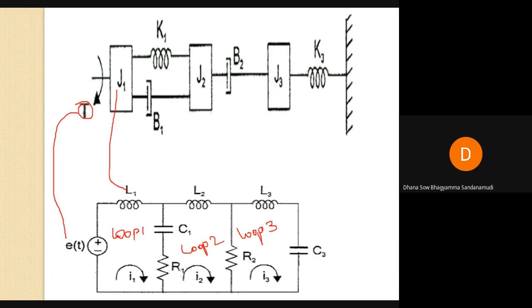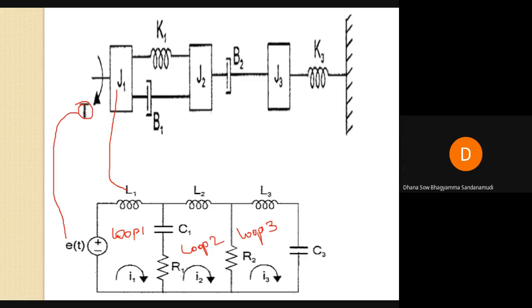Next, if you observe, K1 and B1 are between J1 and J2, in between loop 1 and loop 2. So what is K1? K1 is 1 by C1. 1 by C1 means it should be in series, so K1 will be in series with B1. K1 is the capacitor. B1 is analogous to R1. So capacitor and resistor should be in series in between loop 1 and loop 2.